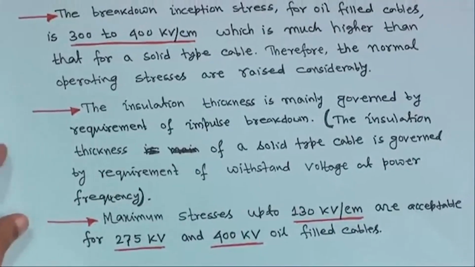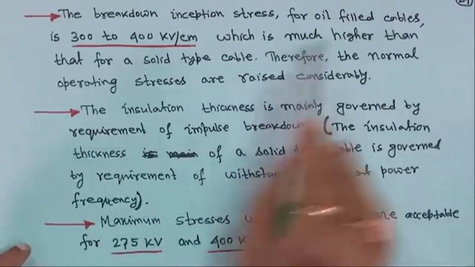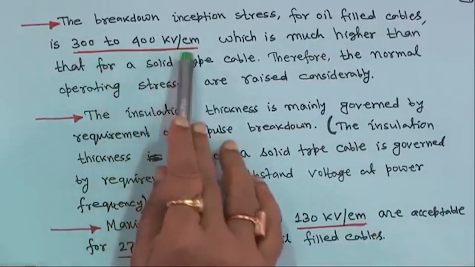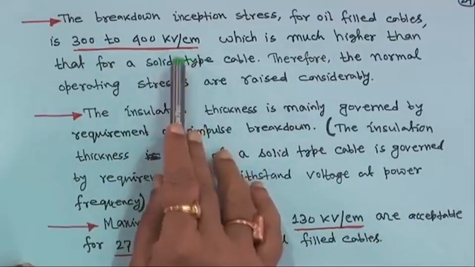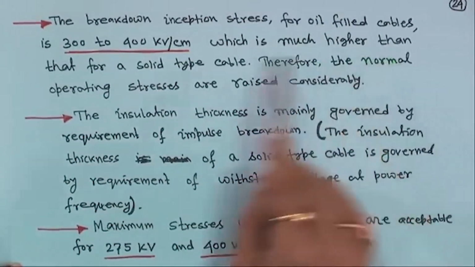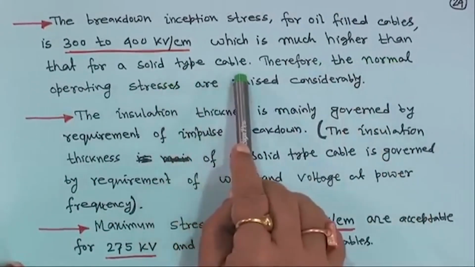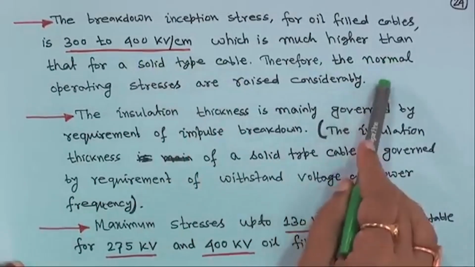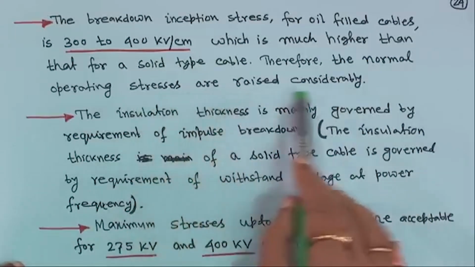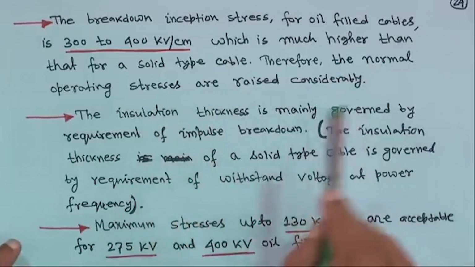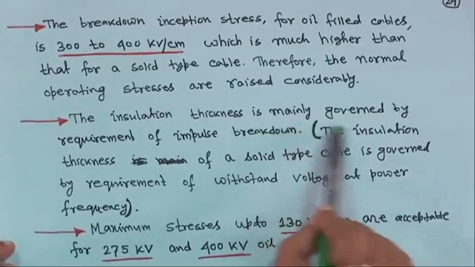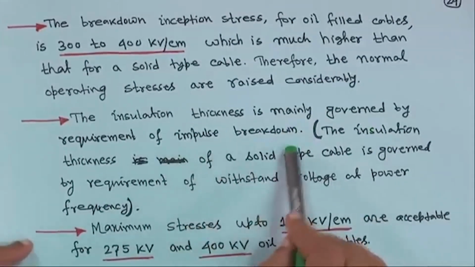Now, the breakdown inception stress for oil filled cables is 300 to 400 kV per centimeter, which is quite high and much higher than that of a solid type cable. So, it is advantageous. Therefore, the normal operating stresses are raised considerably. The insulation thickness is mainly governed by the requirement of impulse breakdown.